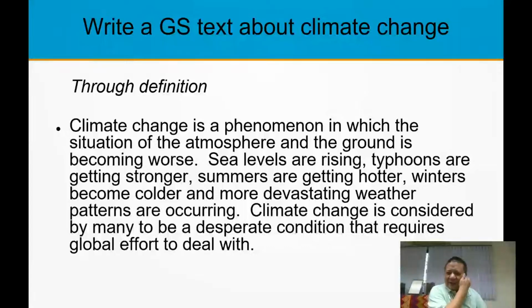Okay, notice: climate change is a phenomenon in which the situation of the atmosphere and the ground is becoming worse. That is a definition. It's broad, and then you provide narrow details. Then you broaden out again in the last sentence.